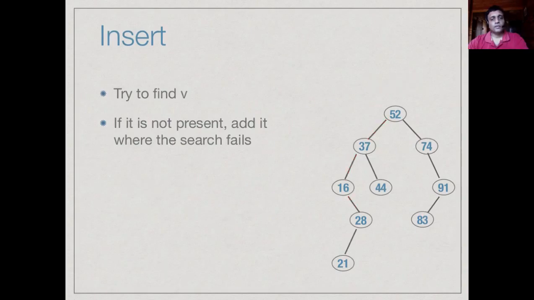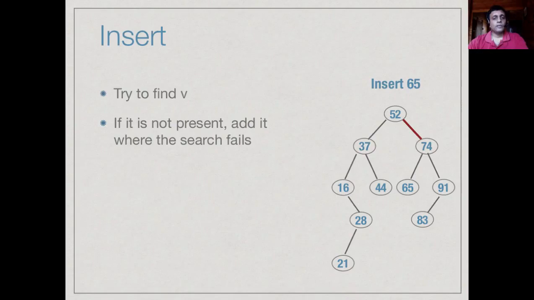Now for instance, if we want to insert 65, then we will go right from 52, and now at 74 we will look left, where there's nothing to the left, so we will insert it. So it can happen at any position in the tree. It doesn't have to be at a leaf node. 28 was already a leaf and we inserted 21 below it, but 74 had a right child, and we inserted something to its left because the left child was missing.